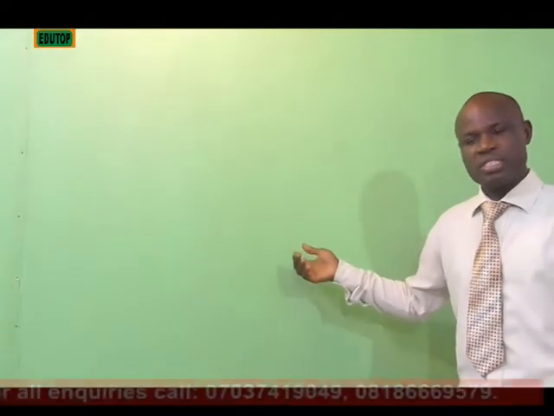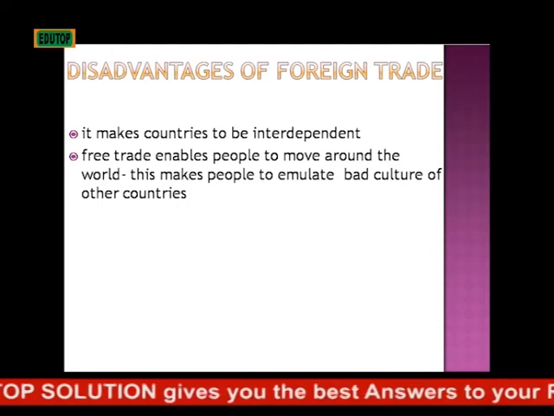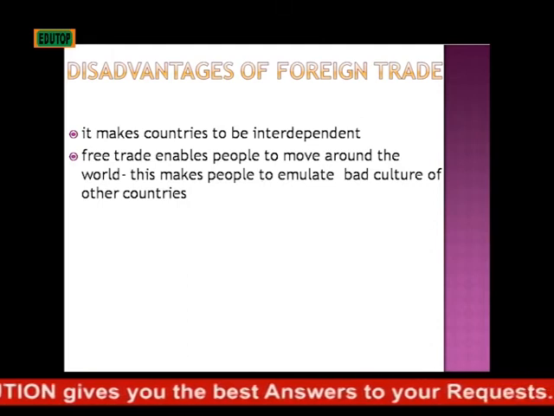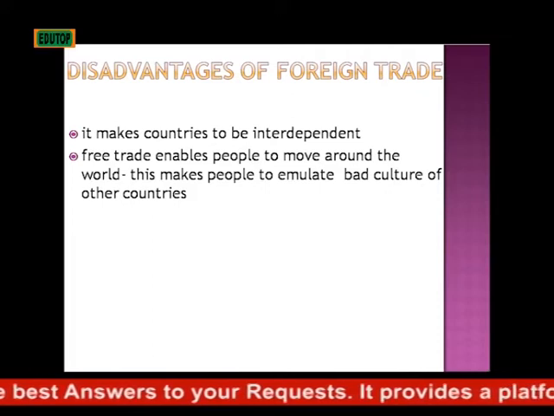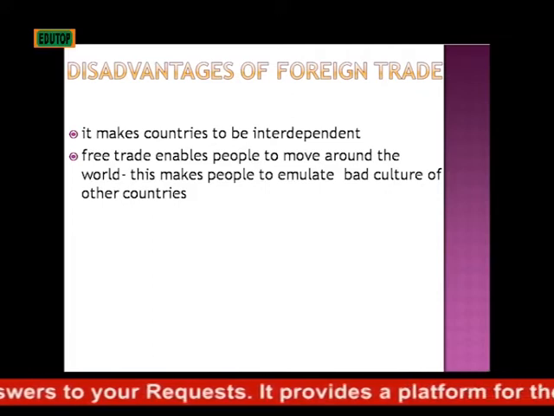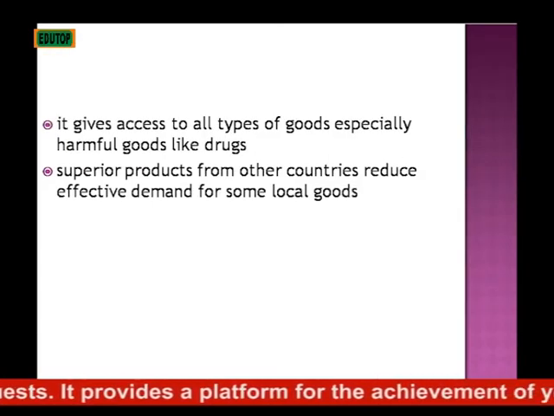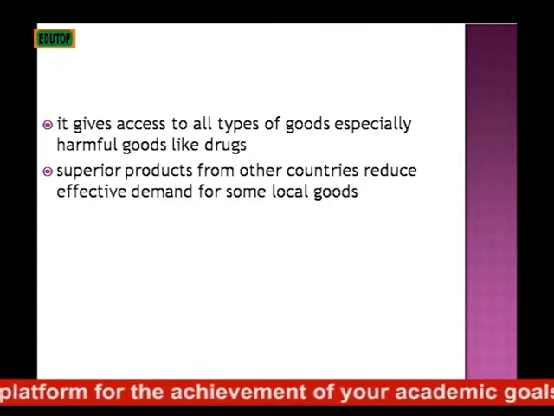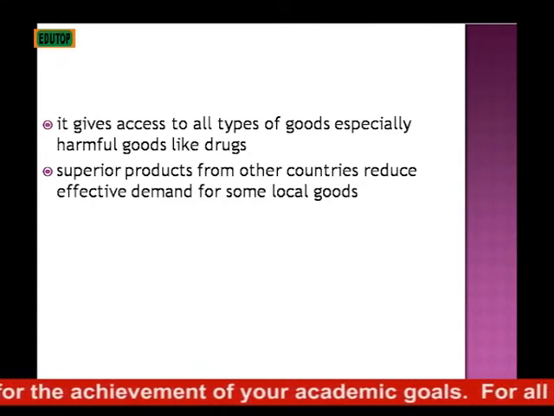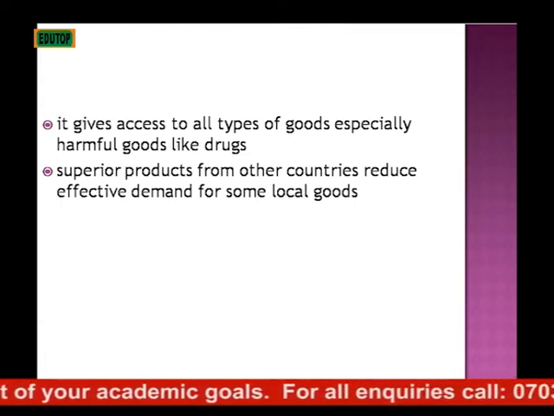Disadvantages of foreign trade. 1. It makes countries to be interdependent. 2. Free trade enables people to move around the world. This makes people to emulate bad culture of other countries. It gives access to all types of goods, especially harmful goods like drugs. Superior products from other countries reduce effective demand for some local goods.